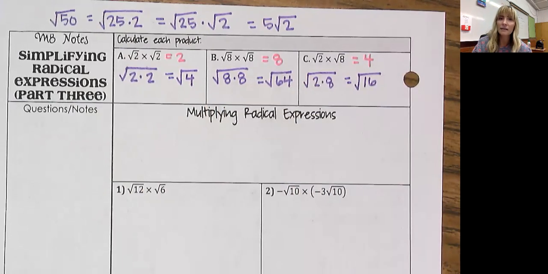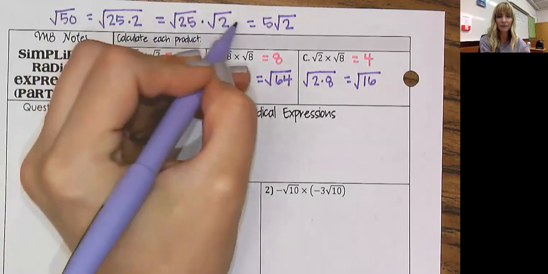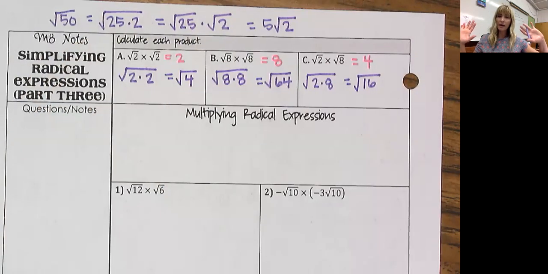As you've probably guessed, though, it doesn't always come out to a nice perfect square. But what this shows me up here is that I can, in fact, instead of separating it out to simplify, I can also go the other way. I can multiply those radicands and put them back together under a radical. And sometimes that makes it easier to simplify things.